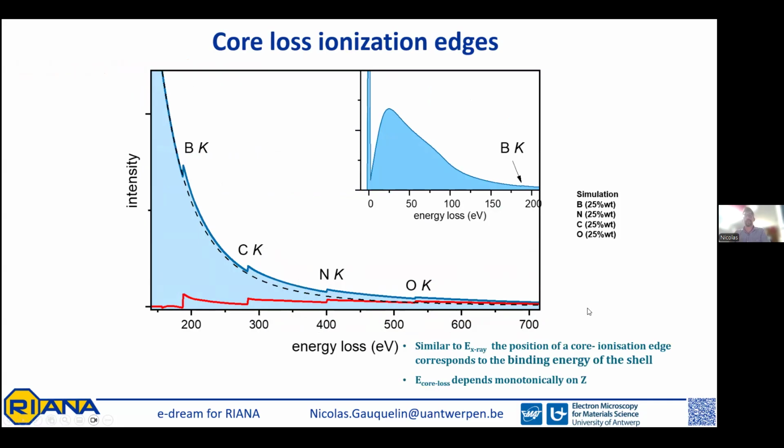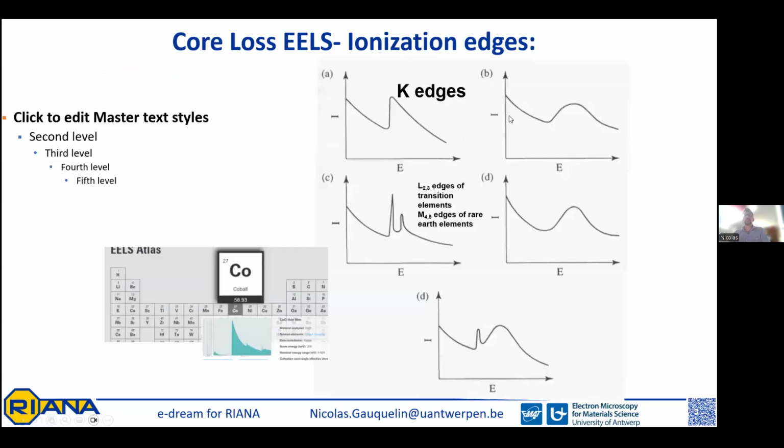So core loss ionization edges, here you see the boron K edge, the carbon K edge, the nitrogen K edge, the oxygen K edge, and similar to X-rays, the position of the core ionization edge corresponds to the binding energy of the shell. These edges have different shapes, like you see here for a K edge. Here is an L edge or an M edge, which will have very different features. And this is combined with a background and needs some very careful investigation.